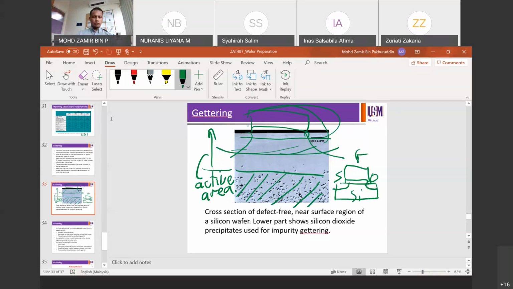Now let me show you how gettering works. Let me share the page. Where's the page already? Hold on.